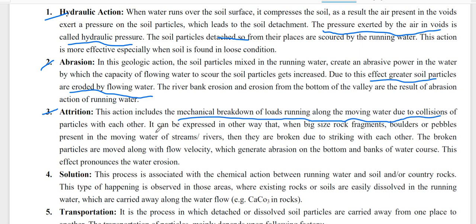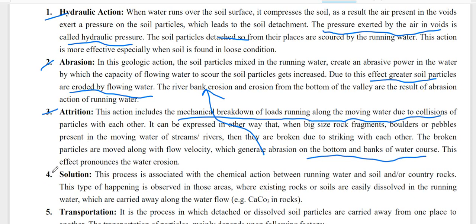Collision in particles, due to which particles will break. It can be expressed in the other way, that when big size rock fragments or boulders or pebbles are present in the moving water of the stream, they are broken due to striking with each other, and that broken particles are moved along the flow velocity, which generates the abrasion. Yeah, if it flows, then same thing, it will generate abrasive power on the bottom and bank of the water course. Okay, and this affects the process, means it will affect the water erosion.